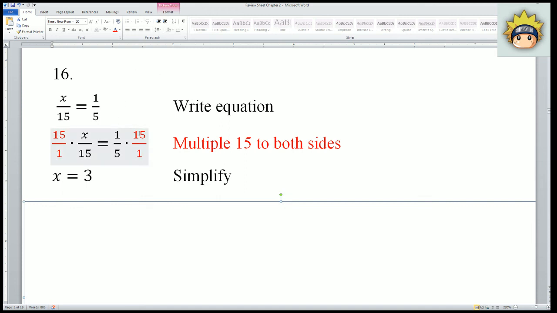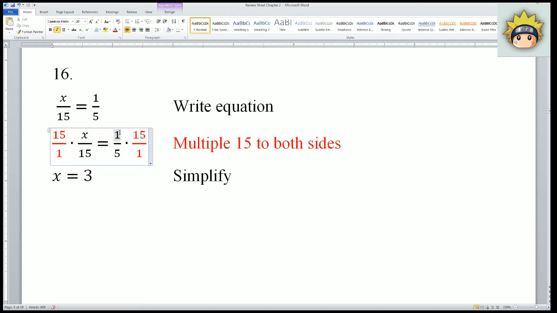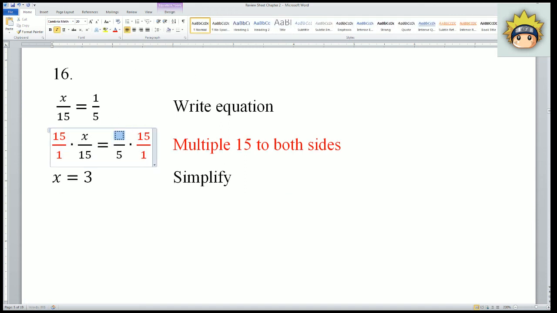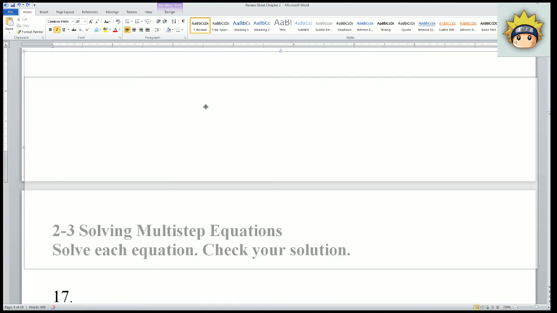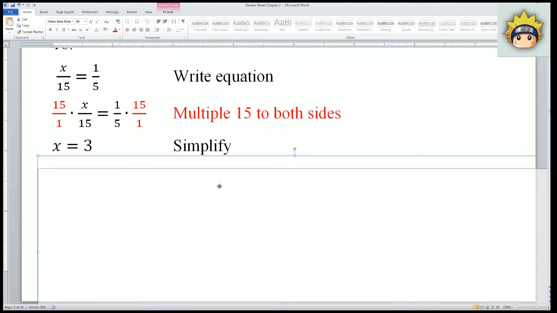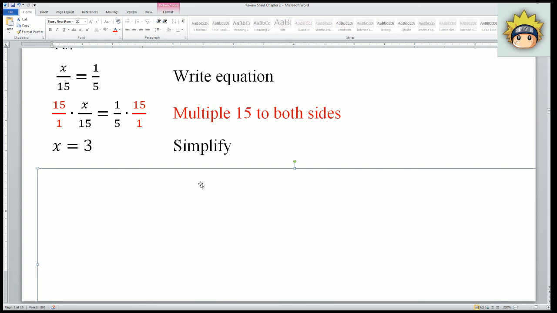Let me show you right here. 15 times 1 is 15. Okay. 15 over 5 is 3. Right? There you go. Okay. Next. And that's it for 2.2. The next one is going to be 2.3.